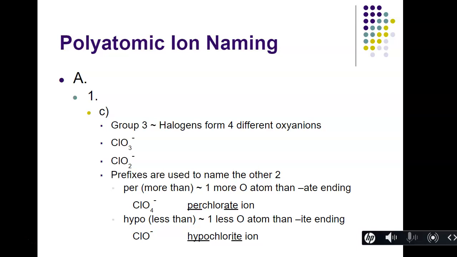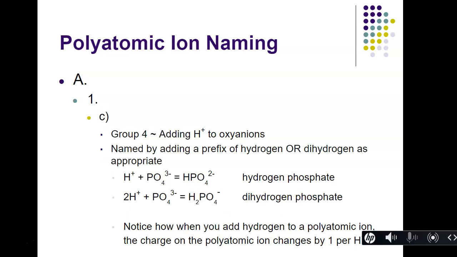This only happens for our halogens, but it actually happens for all of them, right? So I can see perbromate or hypofluorite. Okay? And our last group would be, what if you added a hydrogen to your oxyanions? Now, notice that hydrogen has a positive charge. So if you add it to, let's say, phosphate, you're going to change that charge.